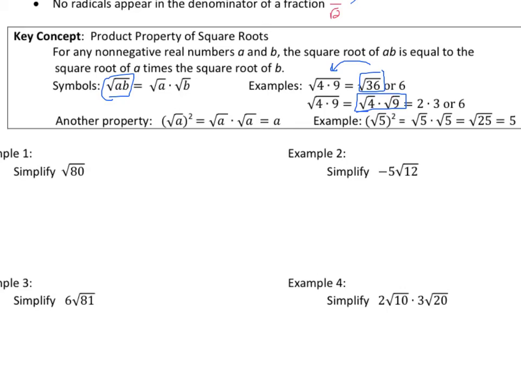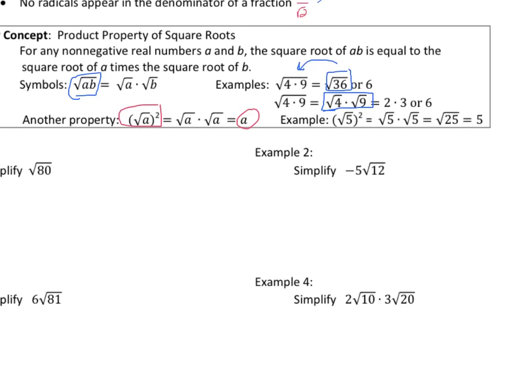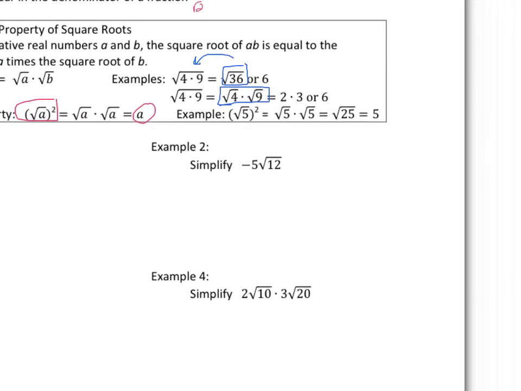Another property is knowing that the square of a root cancels each other out. So right here, if you square a root, they cancel each other out, and you're left with whatever was on the inside. An example of that would be, again, the square root of 5 squared. The square and the root cancel each other out, and you're left with 5. And this ends Lesson 10.1, Video 2.